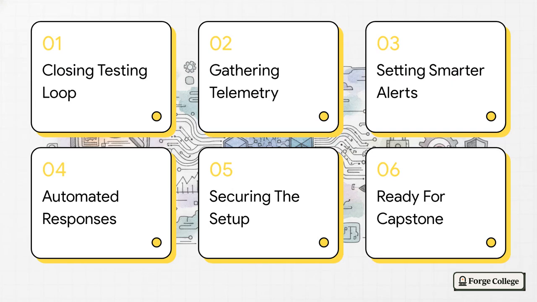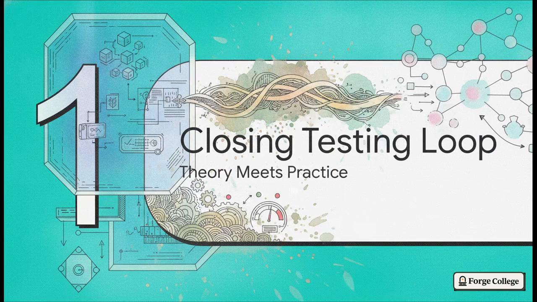So here's our game plan for today. 1. Closing the testing loop. 2. Gathering your telemetry. 3. Setting smarter alerts. 4. Automated responses. 5. Securing the setup. And finally, 6. Ready for the capstone. Let's kick things off with Section 1, closing the testing loop.